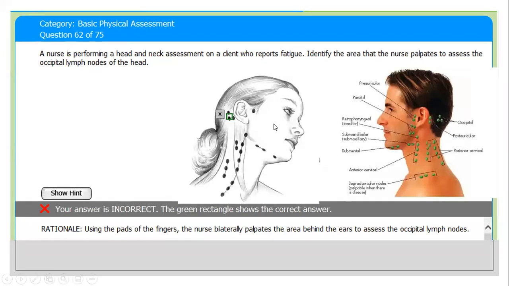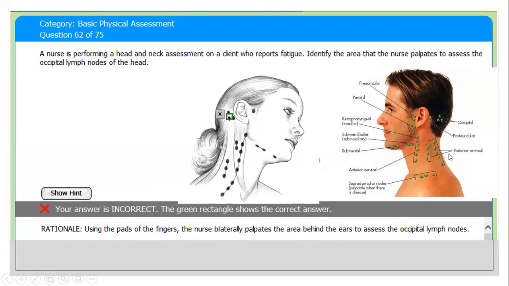So in this picture, this is called the occipital lymph node. For the rationale: using the pads of the fingers, the nurse bilaterally palpates the area behind the ear to assess the occipital lymph node.